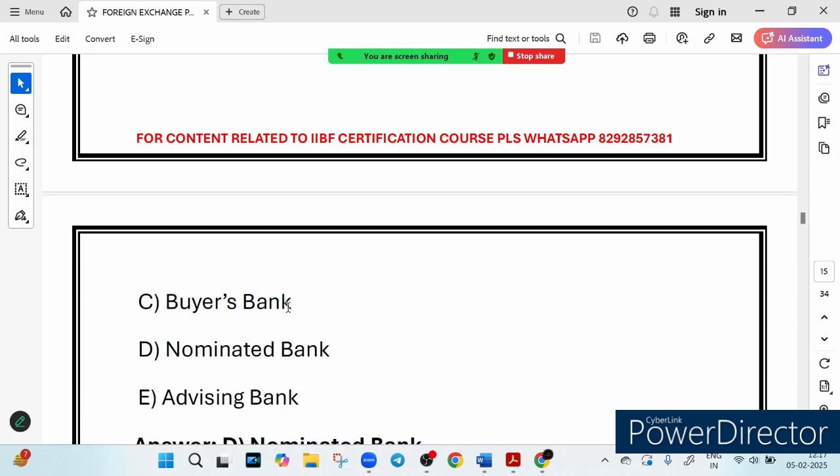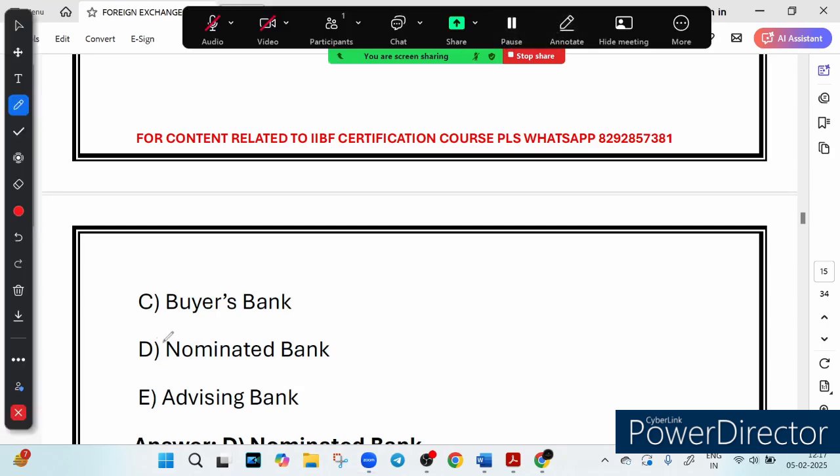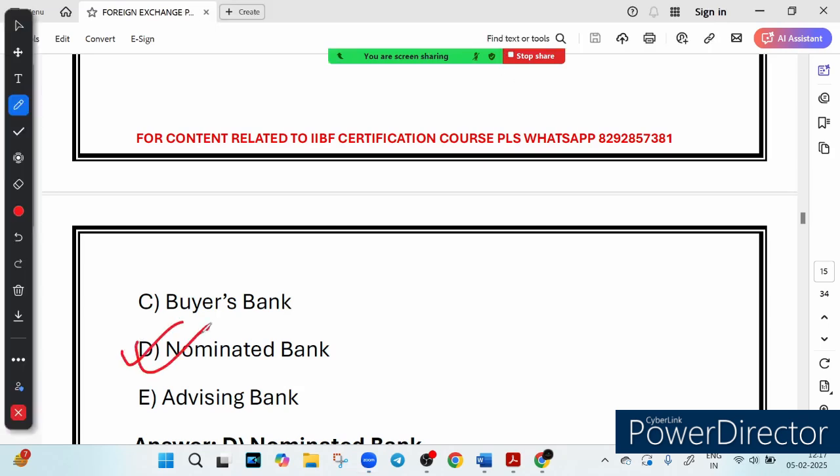Now option D says nominated bank. Correct, this is the correct answer. You know that nominated bank is the correct answer. This is the bank that is specifically mentioned in the letter of credit. It is the bank authorized to make the payment to the beneficiary upon receiving compliant documents.